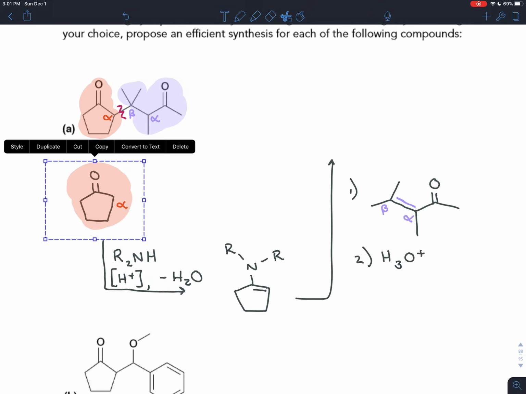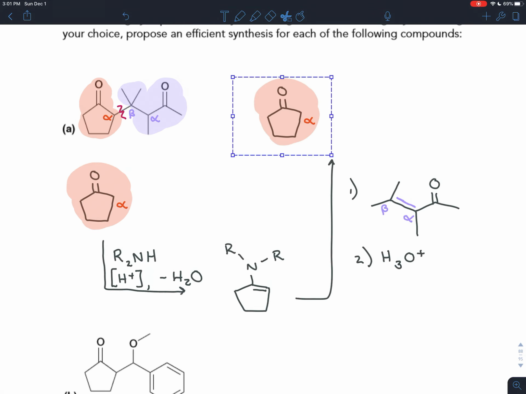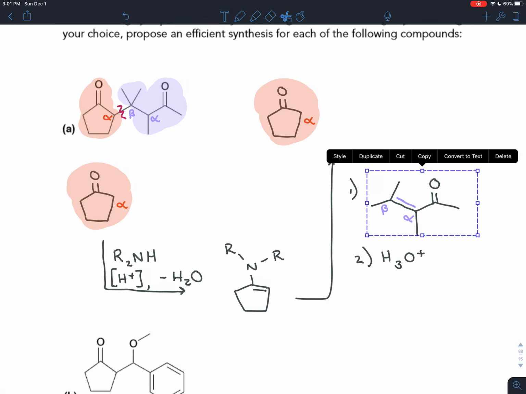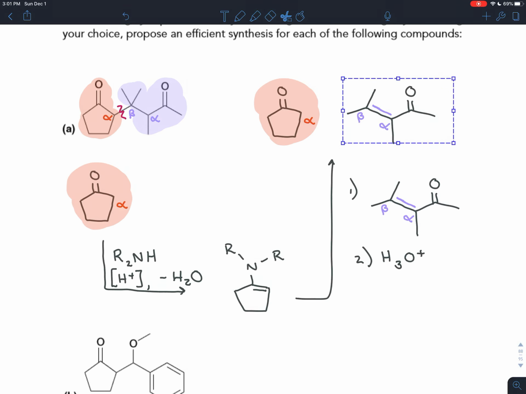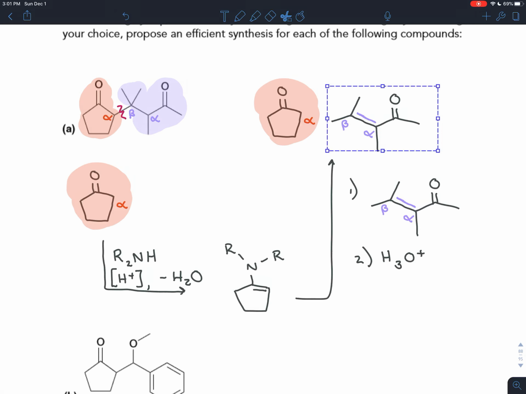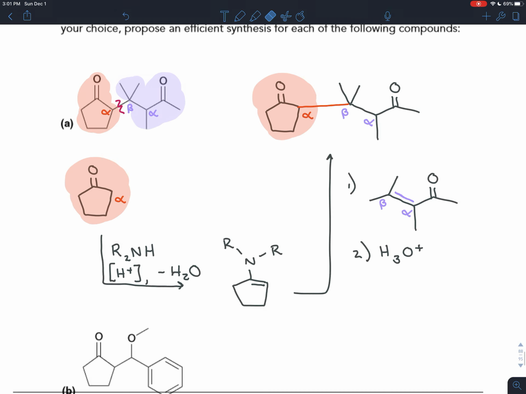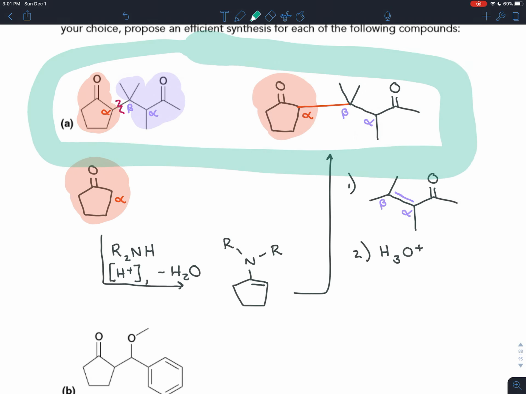Once you do those reactions, the alpha carbon here connects to the beta carbon. So I'm going to move this up again. And I'll draw this in orange. And just erase that pi bond. And you'll notice that that is the same exact molecule that they wanted us to make.